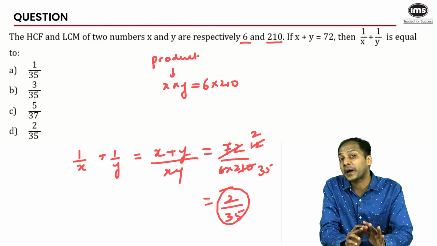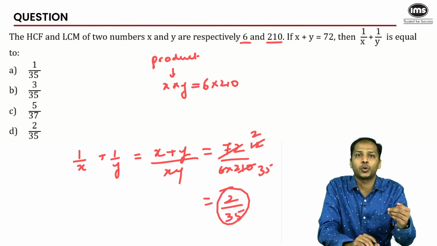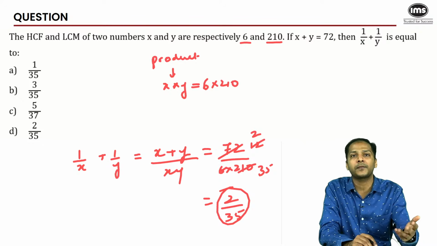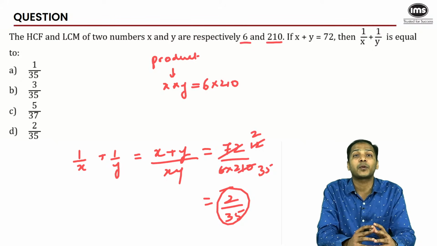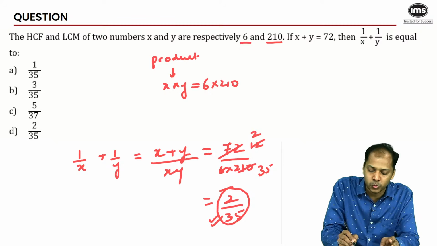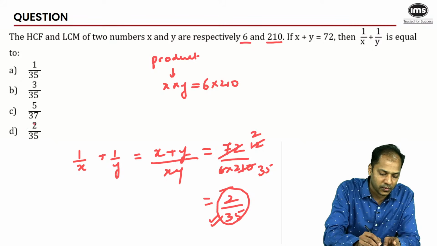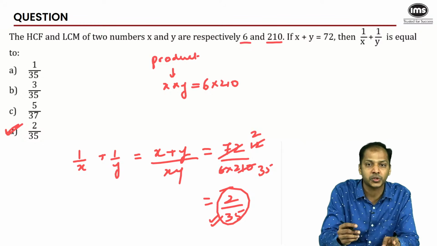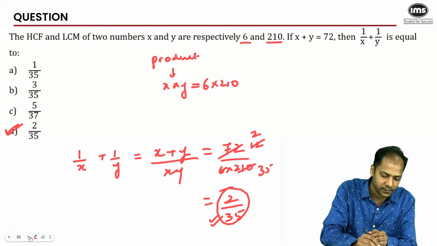You did not have to find the value of x and y over here, although that's possible. You could have found the value of x and the value of y using the two equations that were given to us, but that was not necessary in this question. The answer to this question is 2 upon 35, could have been found out this way as well. Okay, so the answer to this one is option D. All right, let's go ahead.